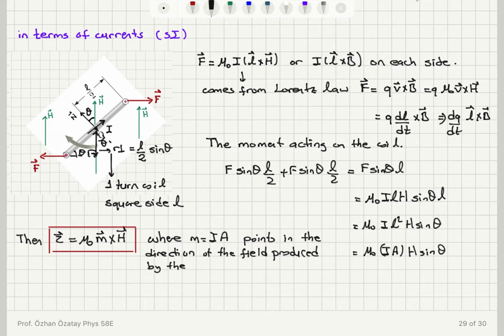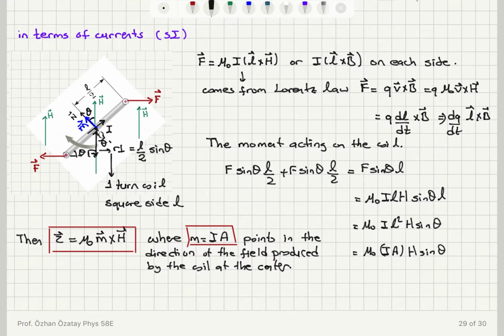Produced by the coil at the center. So we have a new definition of magnetic moment. Magnetic moment vector is now going to point in this direction. So it will be parallel to the normal vector n. So that's the magnetic moment vector, and has a magnitude current times the area.